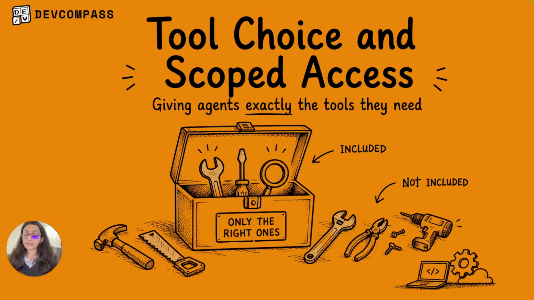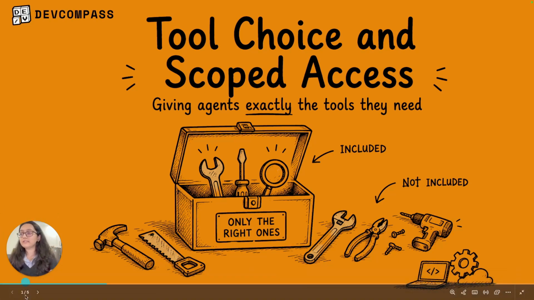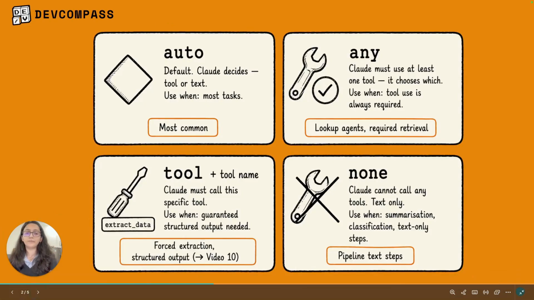Tool choice is an API parameter that controls whether Claude can call tools, must call a specific tool, or is forced to respond in text only. Scoped access, like we have discussed before, is the principle of giving agents only the tools that they actually need, because it also leads to organizational hygiene for the job and not the full toolkit. Together, this will give you precise control over what Claude can do and when. So let's see what we have to cover.